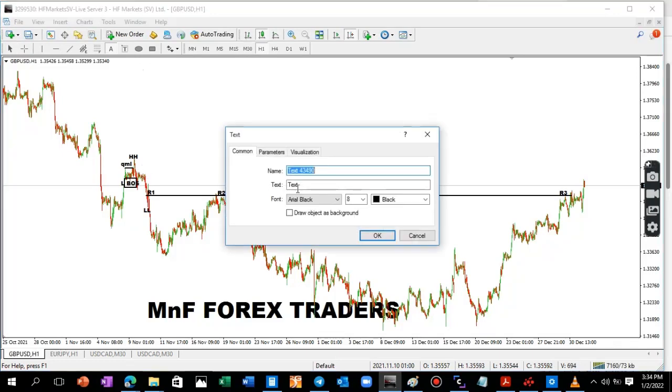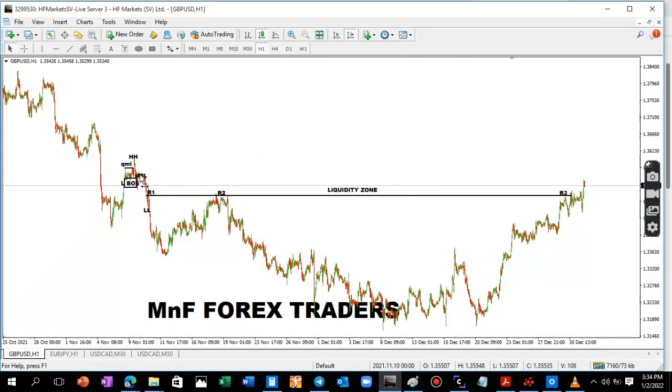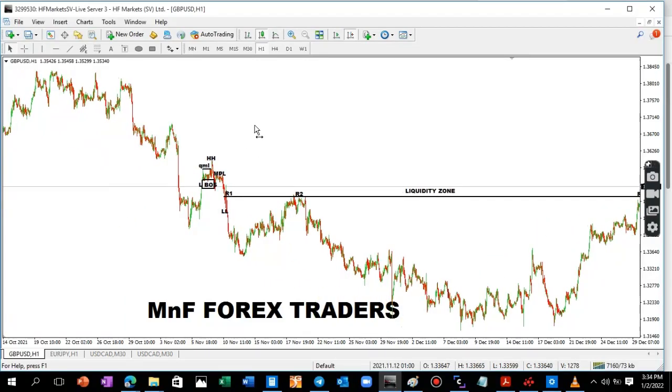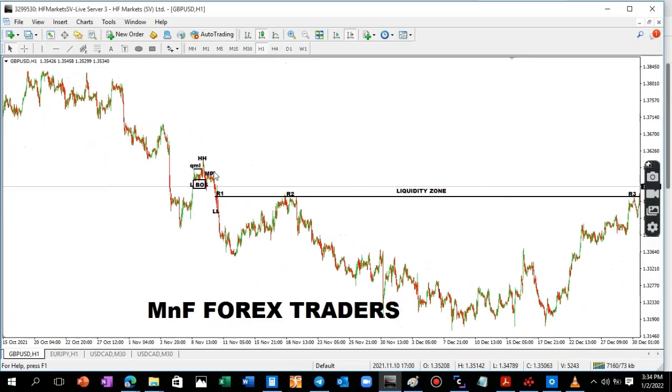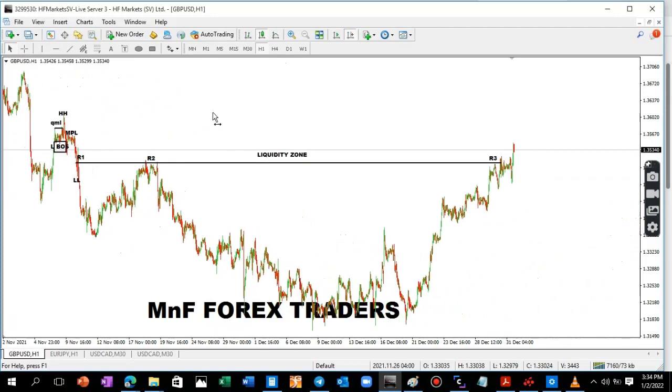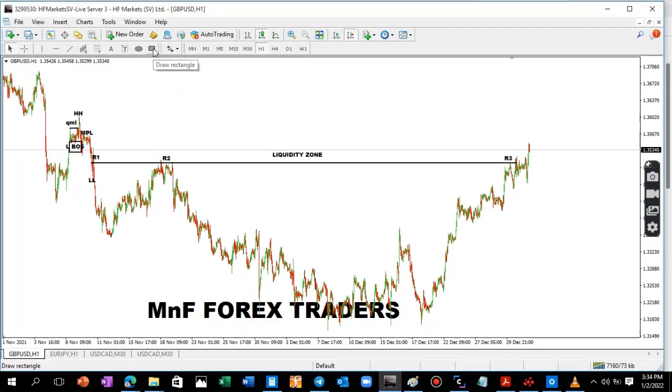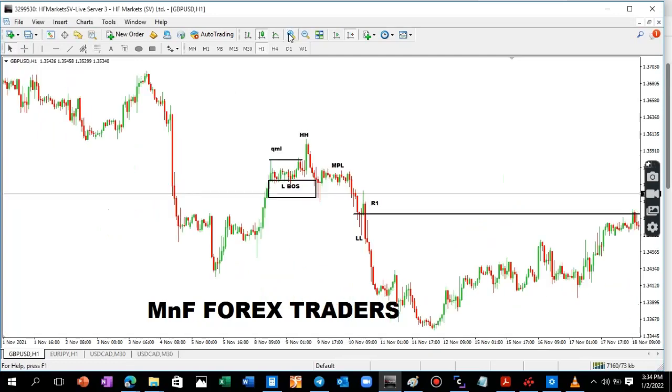This will be my MPL. So MPL is simply a level where the market has been rejected several times, where we have a lot of rejection. Okay, so this is where usually the market can turn around from, but it can either turn around from here or at the top there. So it all depends.